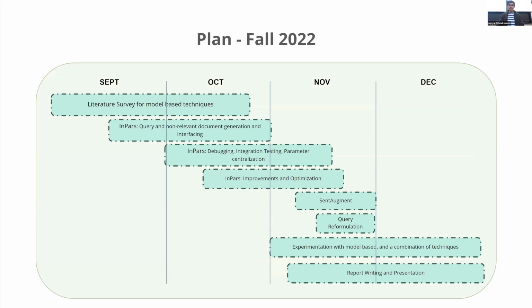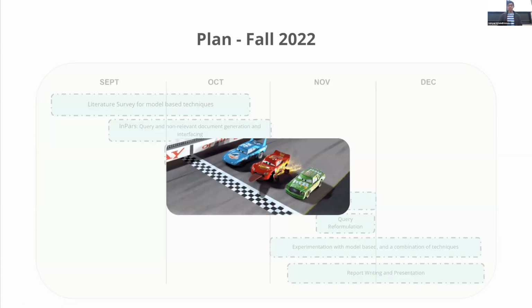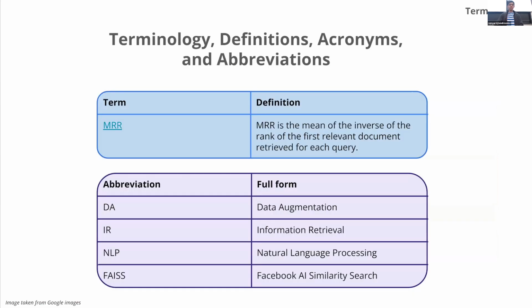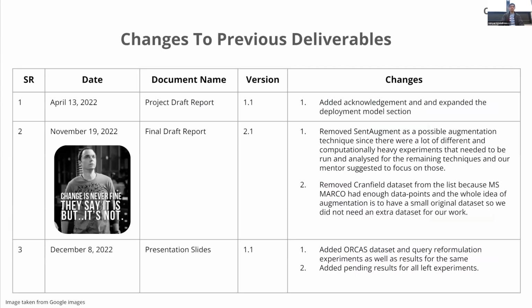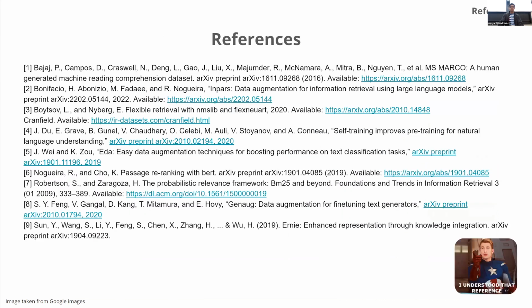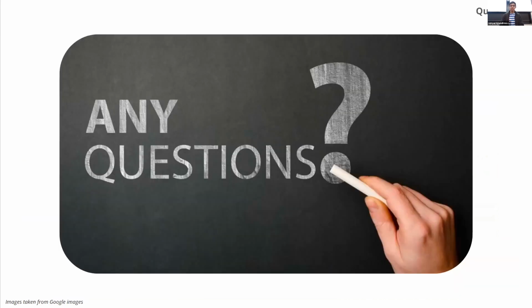So we have achieved almost everything that we had planned for, with the report being due next week, and we'll be finishing that. So these are the main terminologies and the acronyms that we were using throughout the presentation. And these are the changes to the previous deliverables that we had, references, and thank you. And we are open for any questions. Thanks, guys.